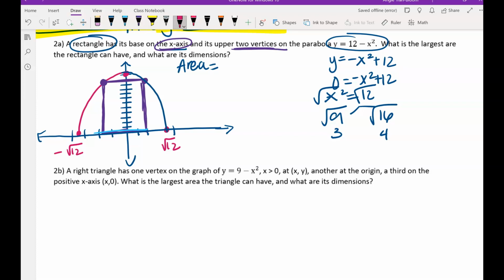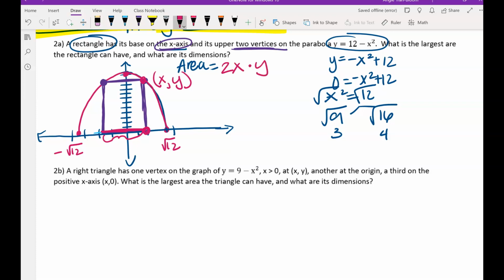Let's see. Let me sketch this again. Okay, so the base is here. So if I were to label this point, students, this is going to be unknown x, comma, unknown y. Well, if that's the case, then this is going to be 2x. So the base is going to be 2x. And the height is one unknown y. So that's your area formula.